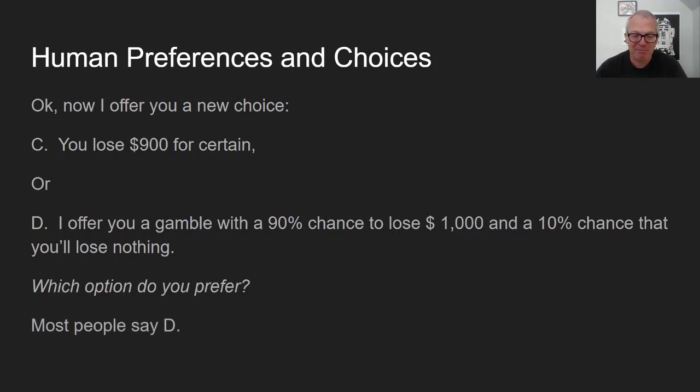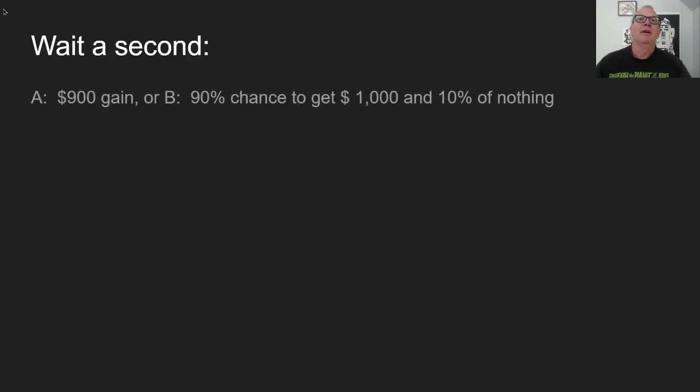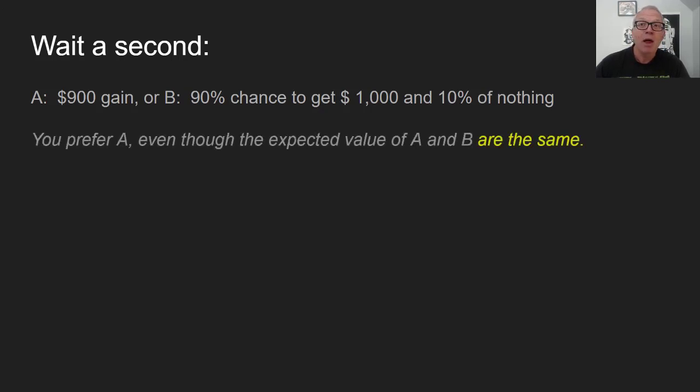Okay, so there's a bunch of interesting things going on here. First off, here's the first choice I gave you, A and B: a $900 gain for certain, or a 90% chance to get $1,000 and a 10% chance of nothing. In that case, you preferred A, even though the expected values of A and B are the same. Expected value theory tells us that for a 90% chance of getting $1,000, you just multiply 1,000 by 0.9 and you get $900, right? So expected value theory says that choice B is worth $900.